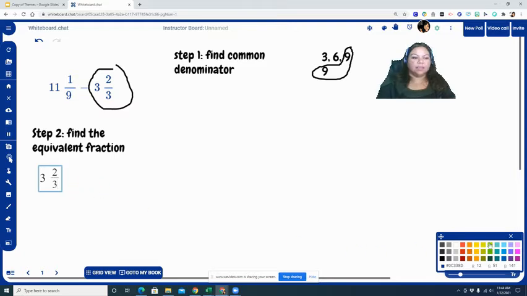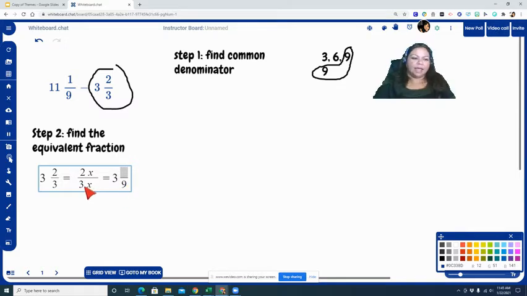And now to find the equivalent fraction, I know that I will be multiplying 2 and 3 by the same number, right? In addition to that, I know that my denominator needs to be 9. Now, don't forget to bring your whole number. In this case it is 3. Okay, carry it over.